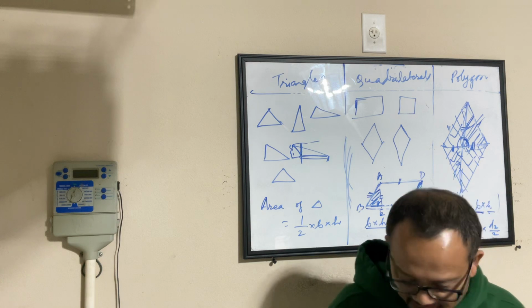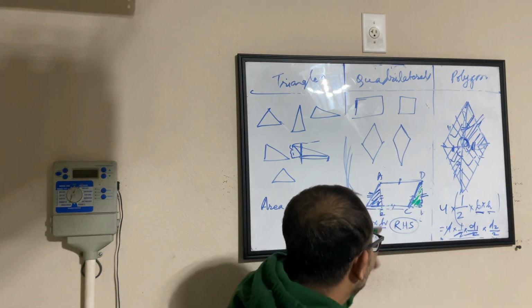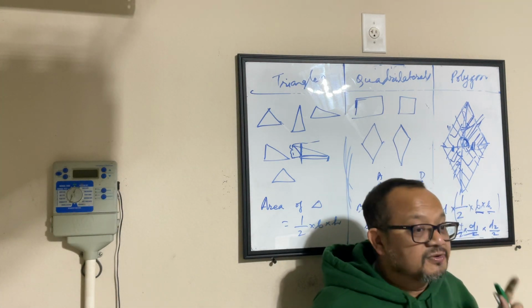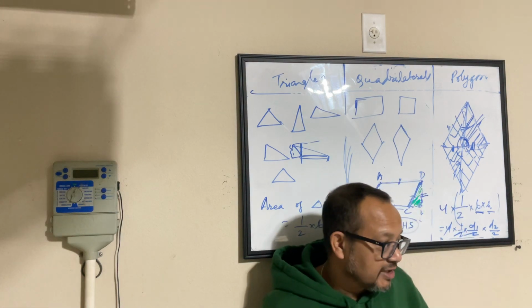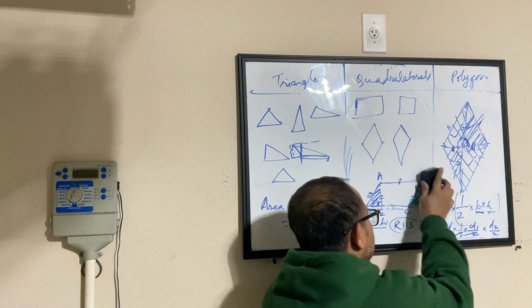Yes, sir. Okay. Alright. So basically, from this we figured out that area of a parallelogram is base times height. Now, if you guys recall, area of a triangle was half into base into height. The area of parallelogram is 2 times of that, basically.